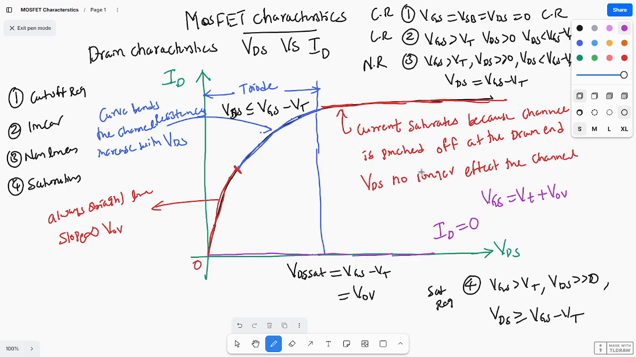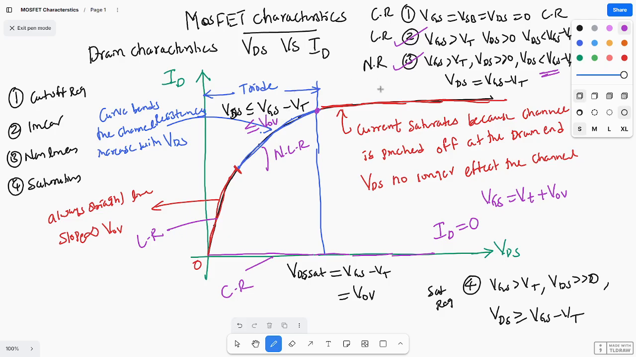Okay, so this is saturation. We discussed this is the linear region, this is the cutoff region, and this is the non-linear region. Linear region and non-linear region we also call the triode region. If you observe the linear and non-linear regions, the condition is VDS less than or equal to VGS minus VT, that is, less than or equal to VOV. VOV is nothing but overdrive voltage.